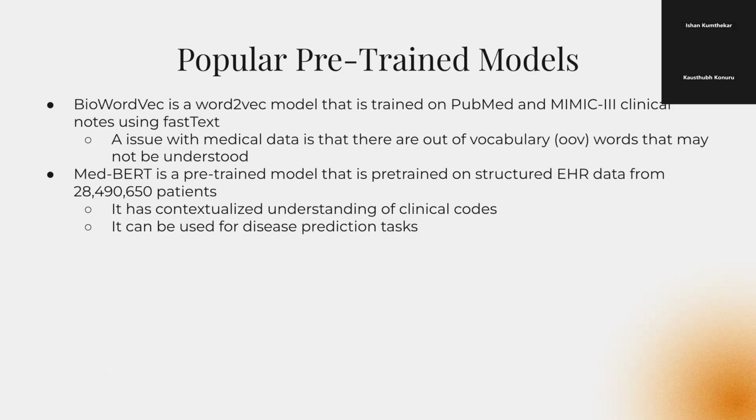Another example would be MedBERT, which is a BERT model that is also pre-trained on structured EHR data from many patients. So it has a better contextualized understanding of clinical codes, and can be used for disease prediction tasks. If you're doing research, or working for a company and being asked to perform any classification task or fine-tuned task, it is really important to consider what data sets you're working with, what cases and extreme cases you should consider, and to evaluate the different pre-trained models that exist and the data sets they're trained on, to ensure you won't run into issues that may hurt the performance of the model.